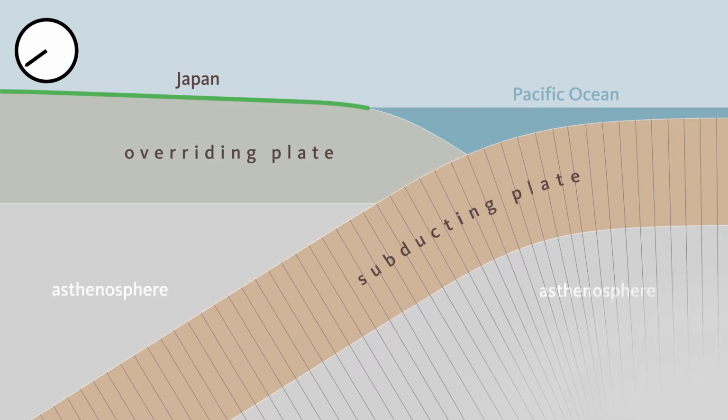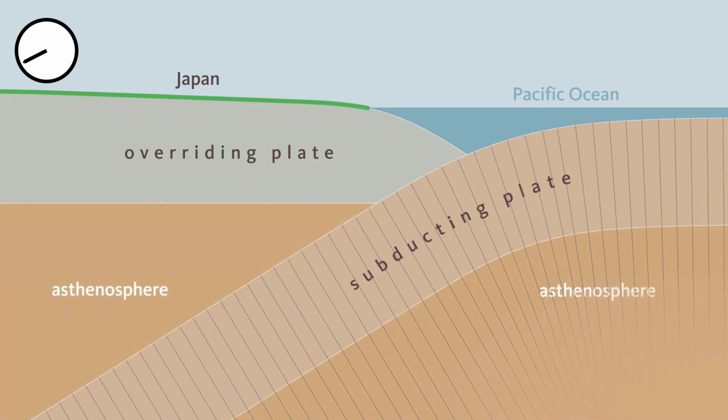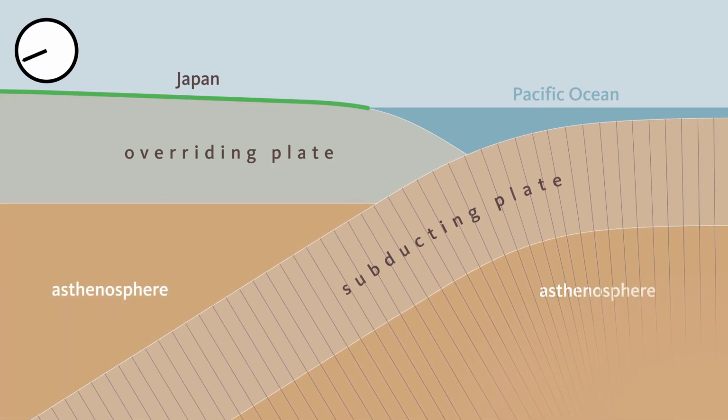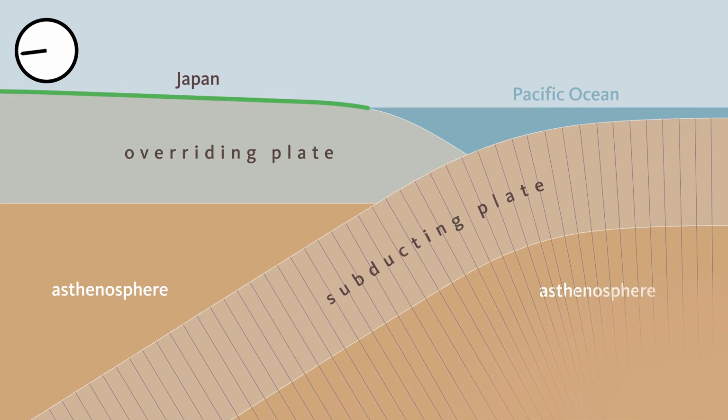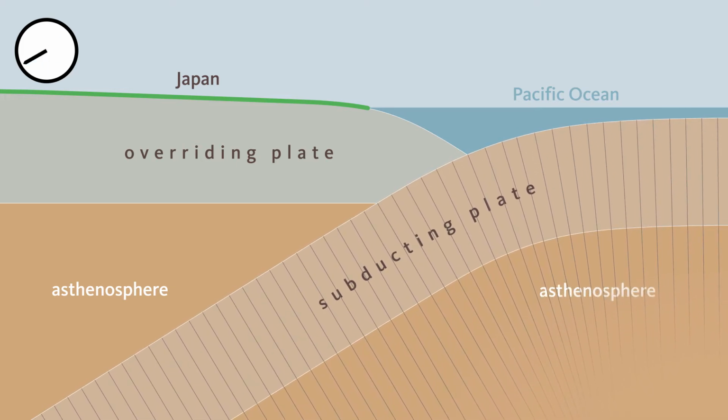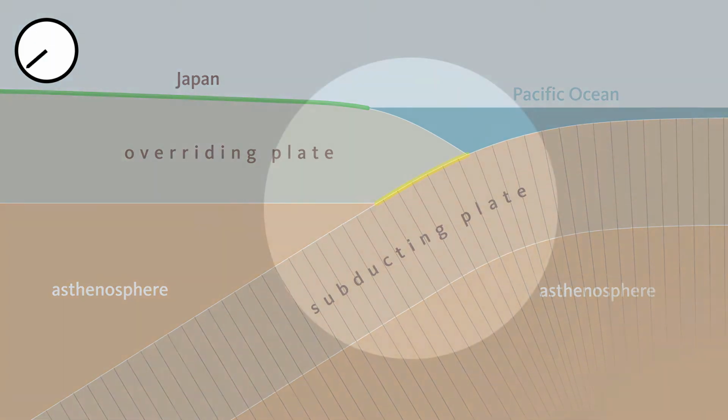The plates are made of elastic rock, and the asthenosphere beneath them consists of rocks that are elastic on short time scales while flowing viscously at the time scales of years. Over longer geological time scales, the subducting plate sinks slowly into the asthenosphere.